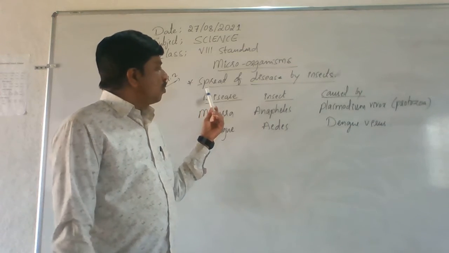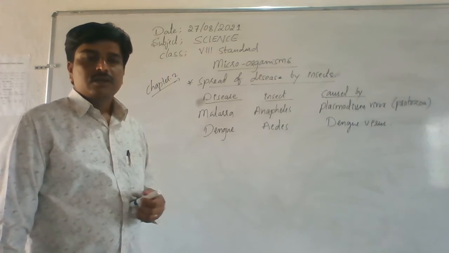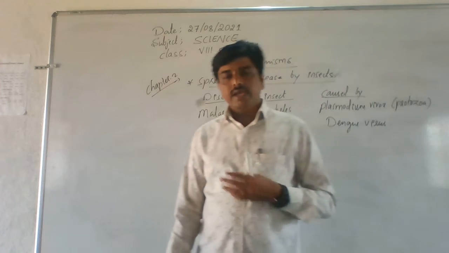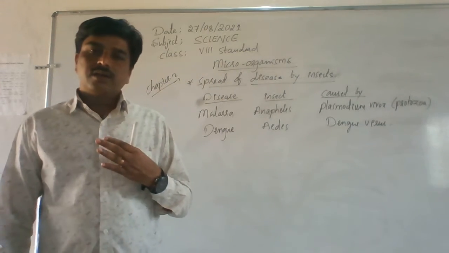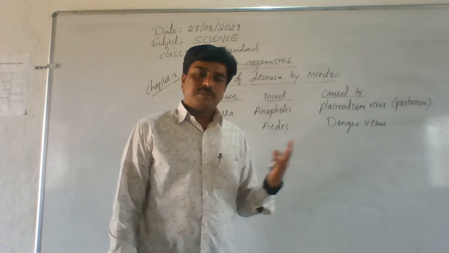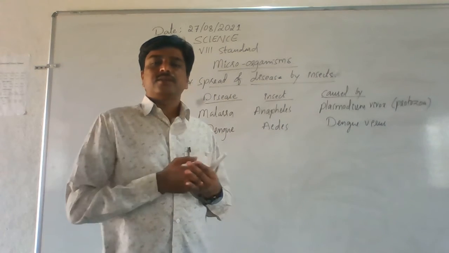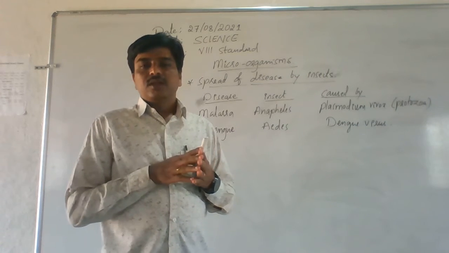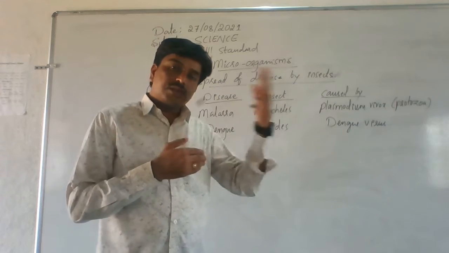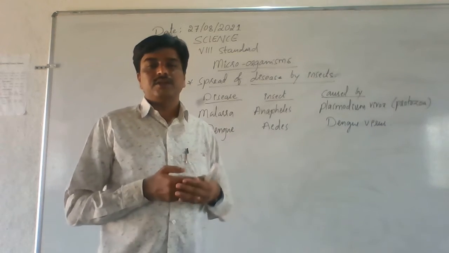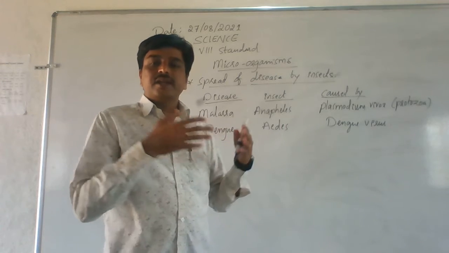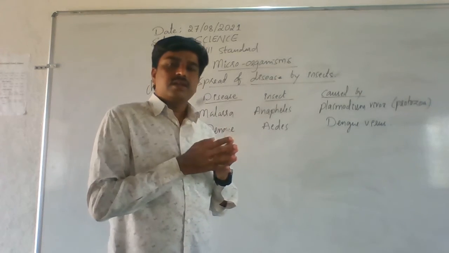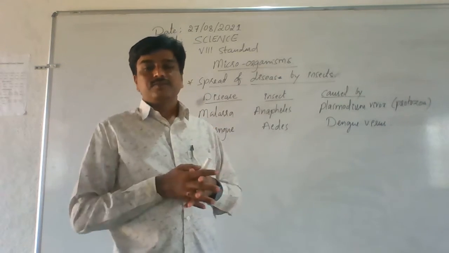So we will now discuss the spread of disease by insects. That means even insects can spread diseases. Here insects act as a vector. A vector is nothing but a medium. That means they spread diseases from person to person, from one living organism to another. Here they act as a mediator, you can call it a vector. Insects act as vectors in the spreading of diseases.